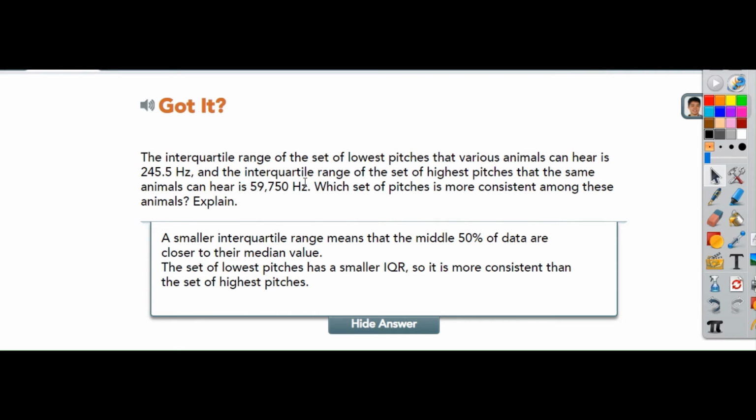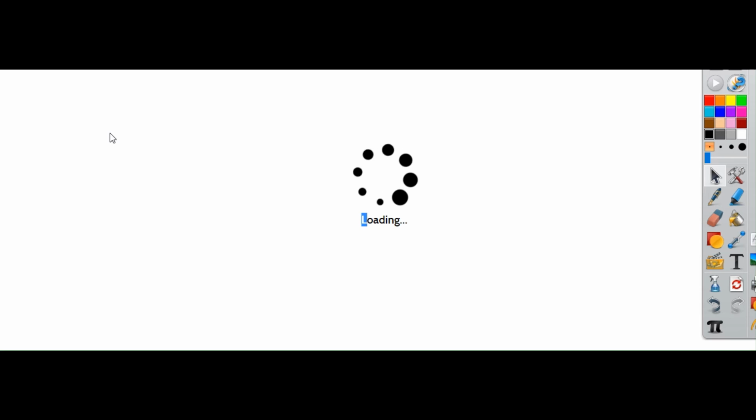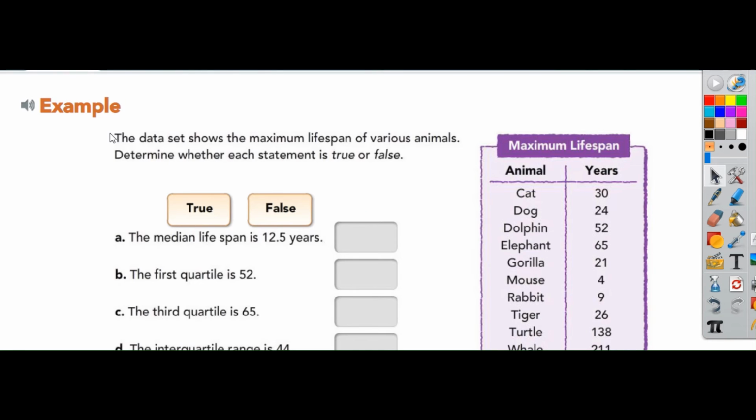range, because you may have one animal that can hear at a very high pitch, which is why we get this high number right here for the highest, the range, or the highest pitch. So the interquartile range is more consistent than the range.